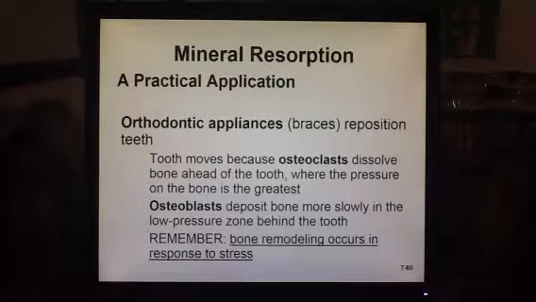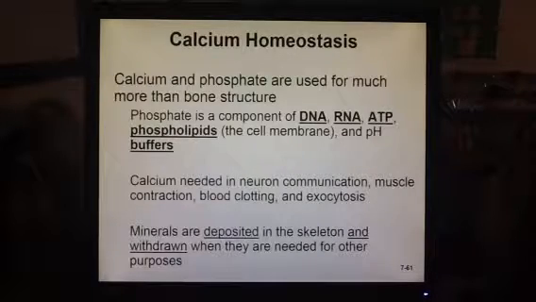This talks about a practical application. When braces reposition the teeth, the teeth are going to move because the osteoclasts are dissolving the bone ahead of the tooth, and then the osteoblasts deposit the bone more slowly in the zone behind the tooth. So this is occurring in response to stress.